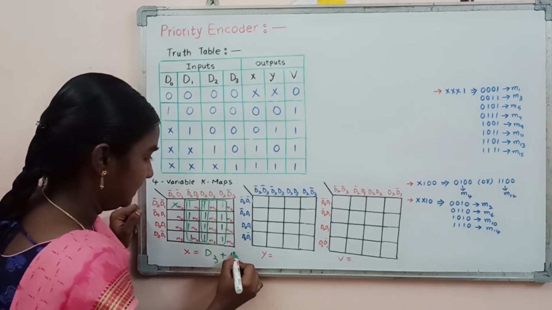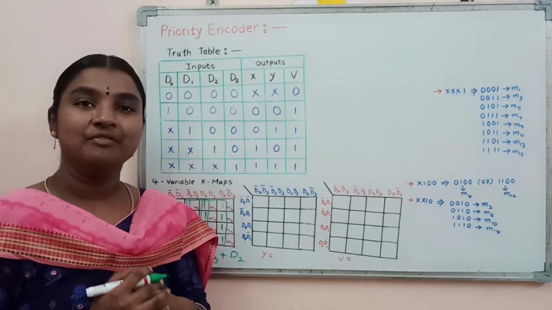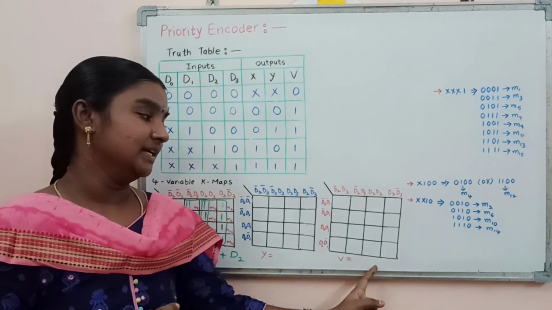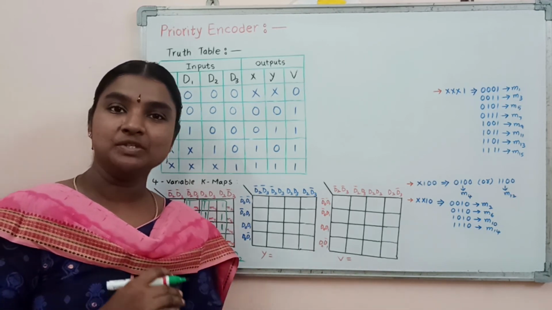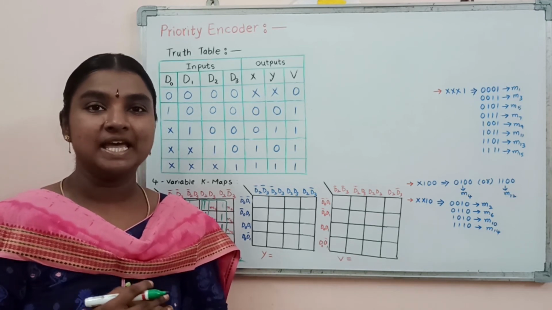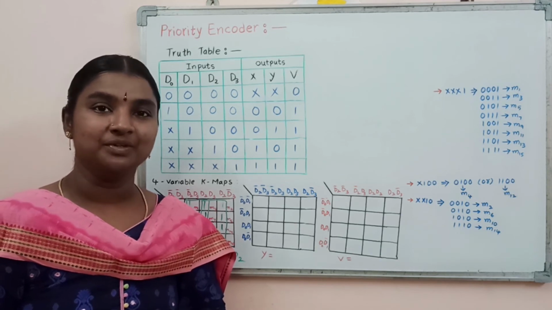plus D2. In this manner we may find the Boolean expressions for Y and for V also. By using those Boolean expressions we are going to draw the logic diagram of the 4-input priority encoder circuit.